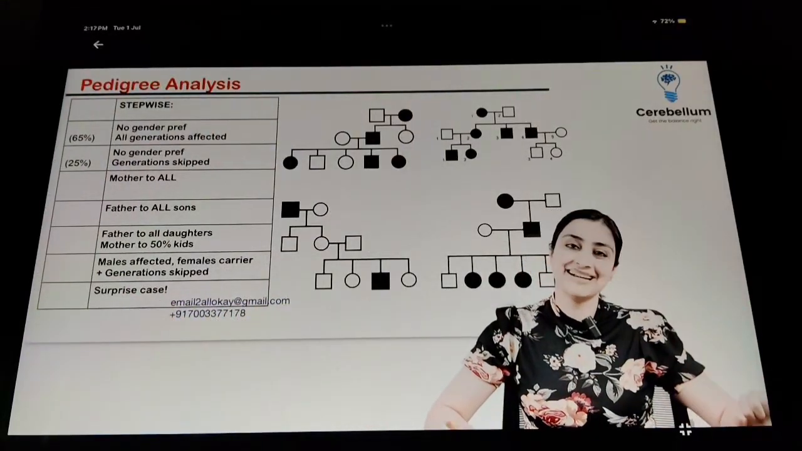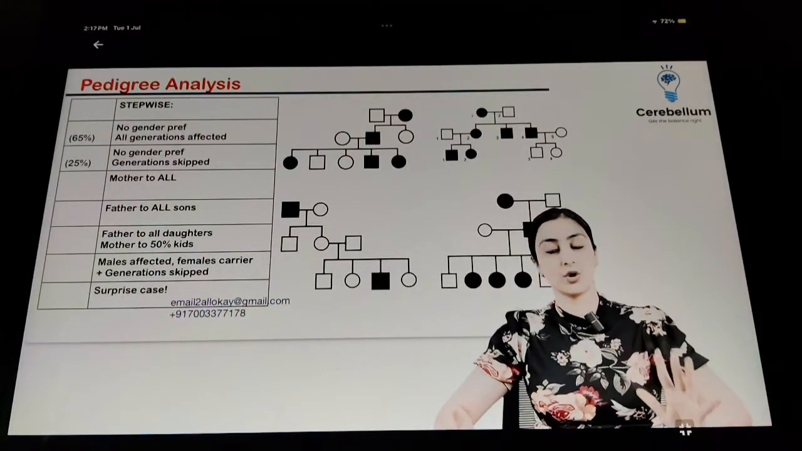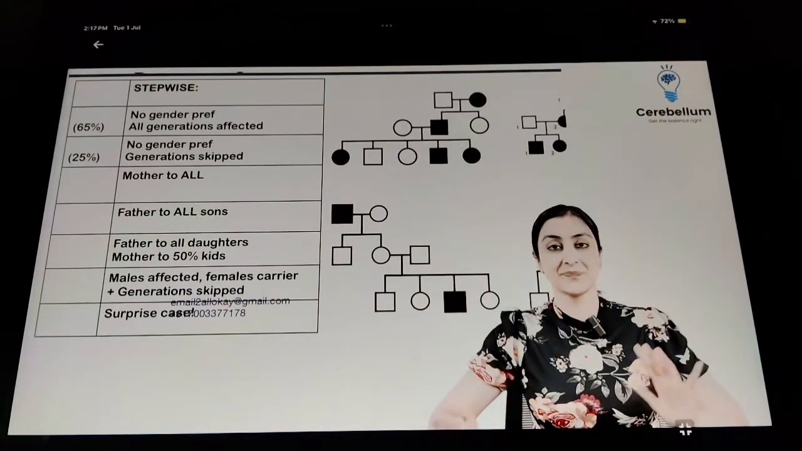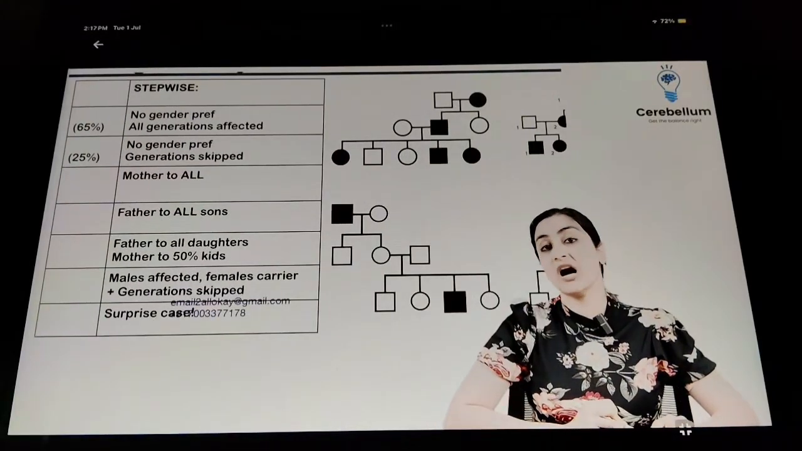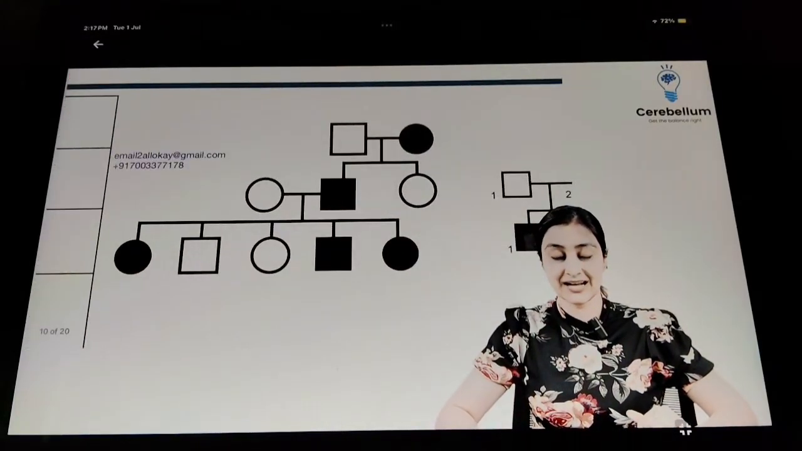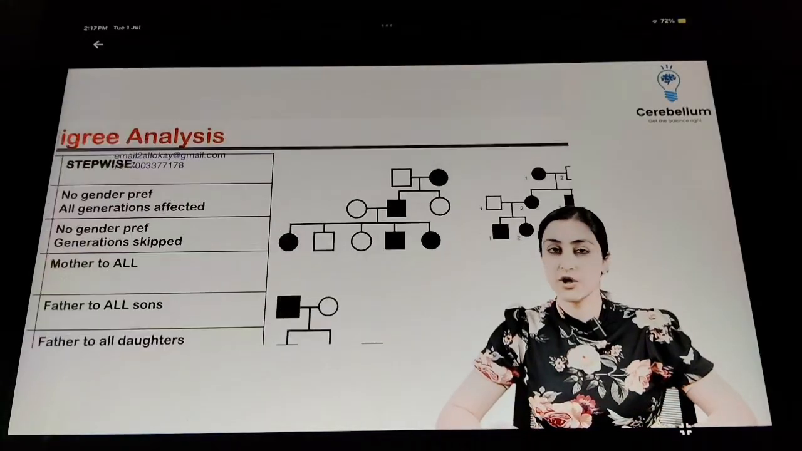Next, we go into independent pedigree analysis. This is a question you should never get wrong. We're going to study it in a way that you will always get this correct. Stepwise approach you have to take. You can't jump to the answer. I've seen people who just look at this and say, yeah, mitochondrial, heh. Don't do that. Adopt a stepwise approach.